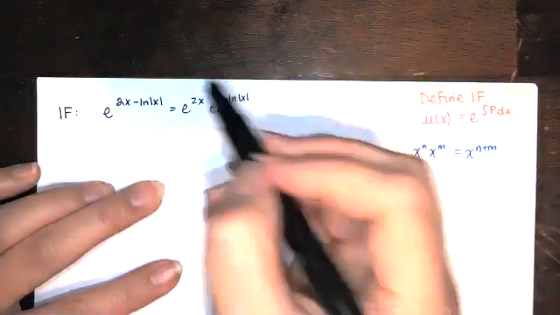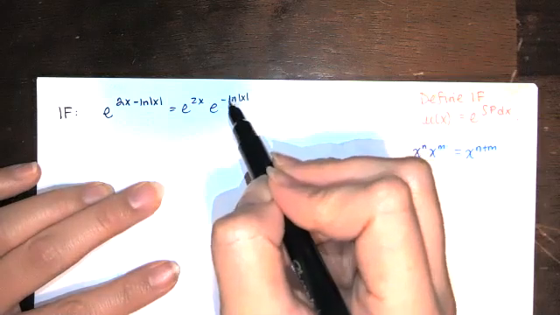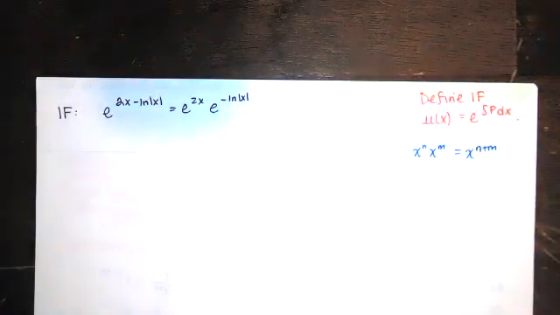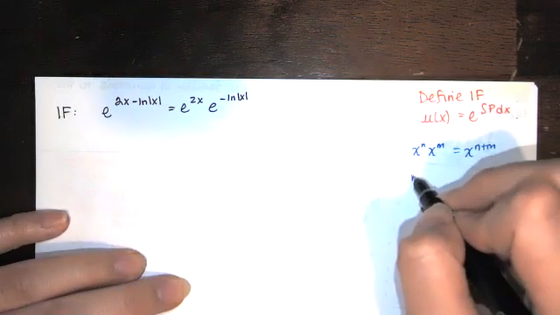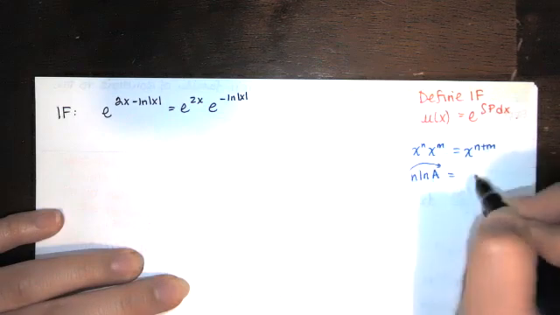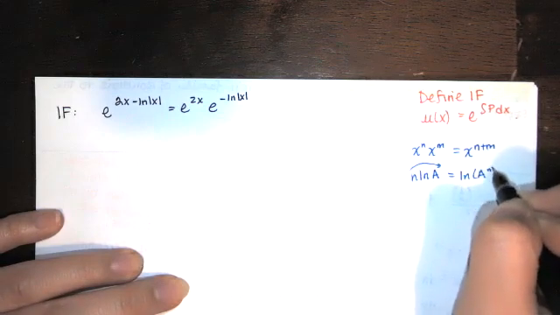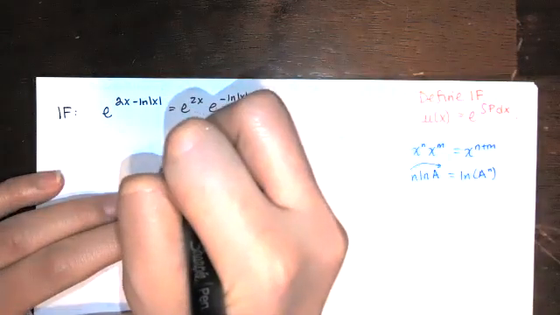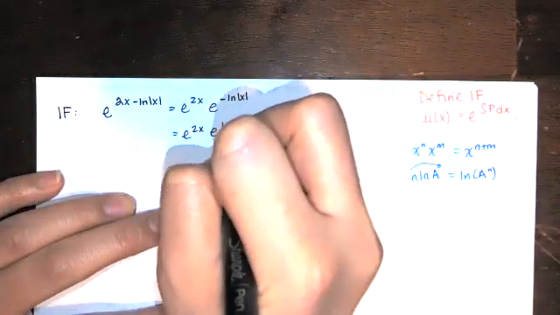Now, I really want to cancel that e and that log, but I can't do that. Those don't undo each other until I get rid of that negative 1. So I have to remember this property from algebra. If you have a constant in front of a logarithm, you can bring that constant inside and make it a power for what's inside. So this is actually this.